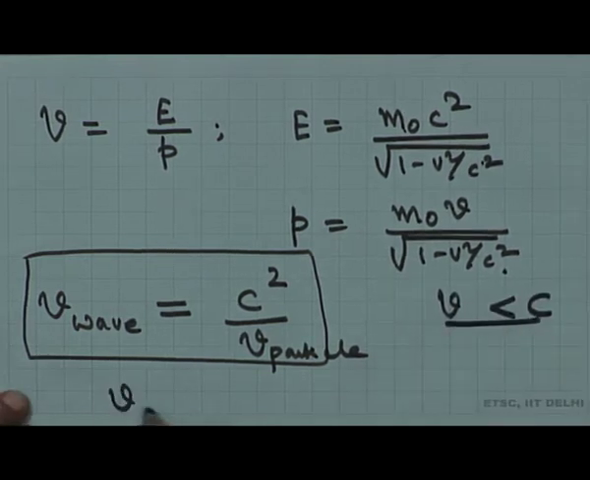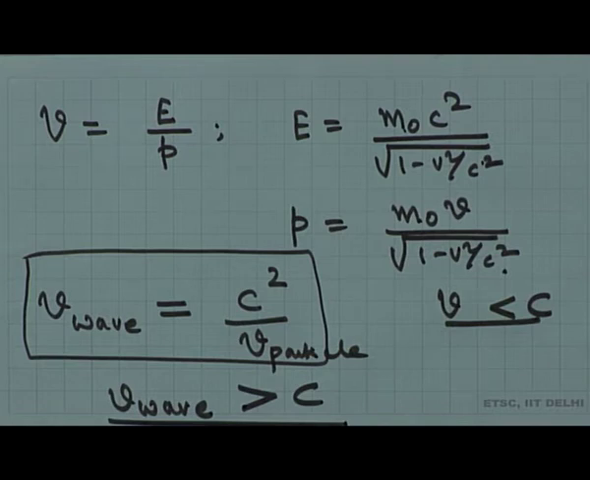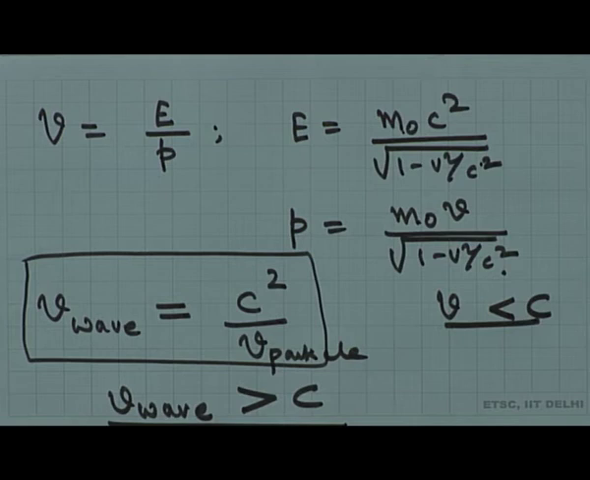So what are we finding? We are finding that v wave is always greater than c. There is only one exception to this rule, and that is when my propagating particle, quote unquote, particle, is not a classical particle but a photon itself. Then my photon is moving with a speed c, I get c squared by c. So that is how you reconcile with the electromagnetic result.